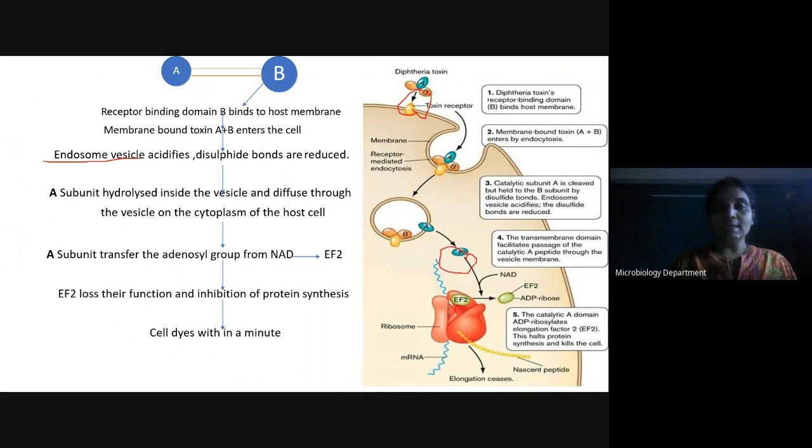Here, the A subunit transfers the adenosyl group from NAD, nicotinamide adenine dinucleotide. From this molecule, it transfers the adenosyl group to EF2, elongation factor 2. Because of that, EF2 loses its function, protein synthesis ceases, and it leads to cell death. This is the working mechanism of diphtheria toxin.